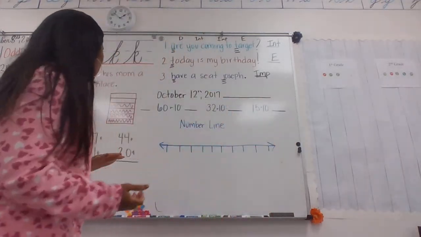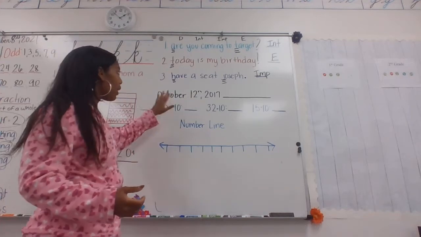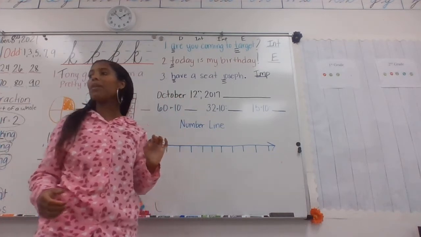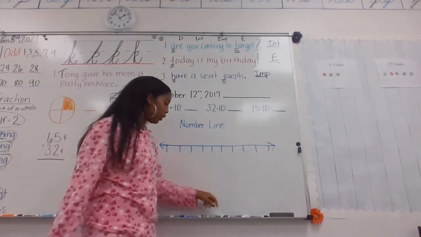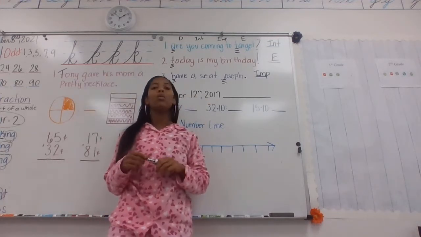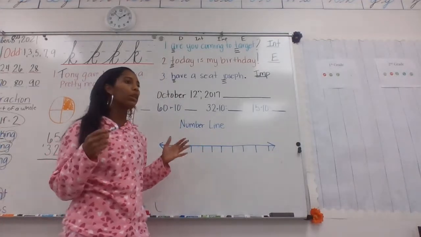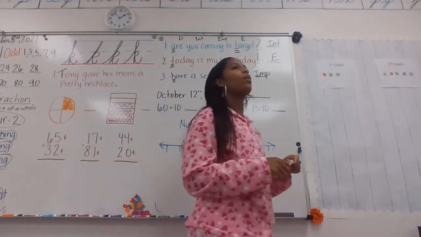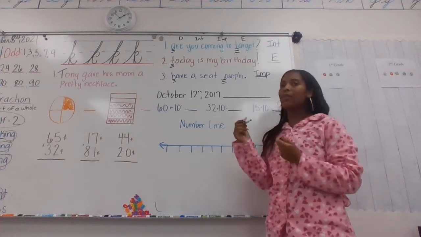Alright, so let's go over a couple of things before we get into our lesson today. So I have October 12th, 2017. That is our date. I want to turn it into the digital date. Digital date means only numbers. Digit means numbers.